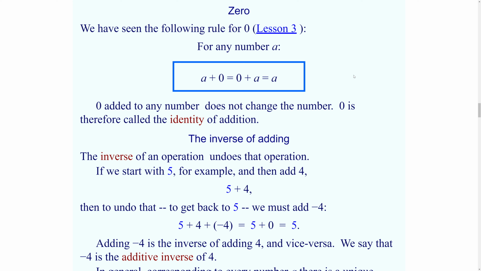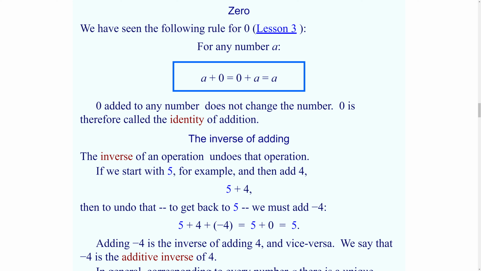Hi guys, and welcome to part 2 of this video on algebra rules. If you've not managed to check out video 1, then I highly recommend having at the very least a little gloss over that video. So let's continue with the concept of zero.